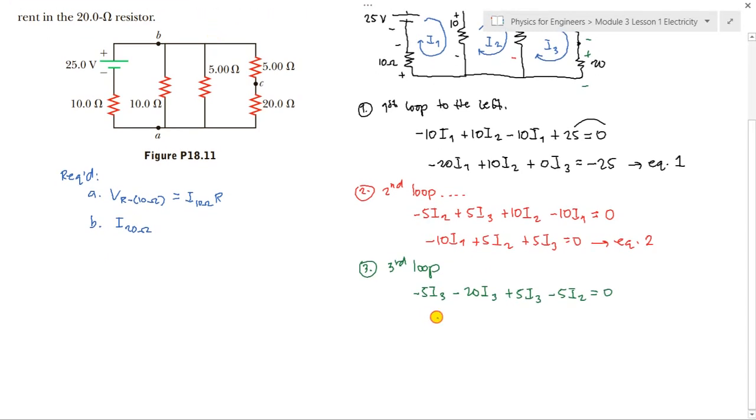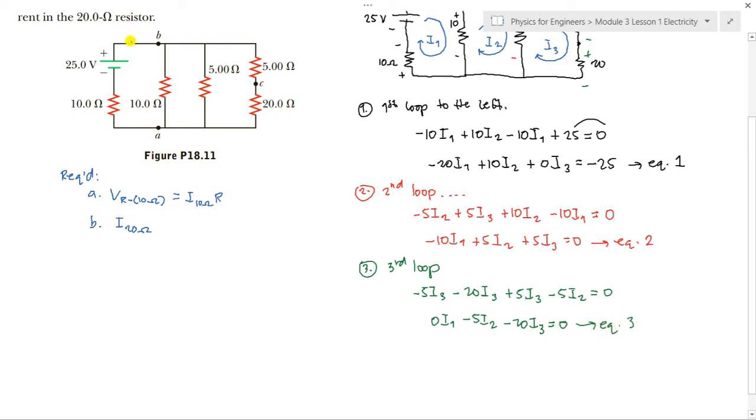Rearranging this one, we have 0 I1. Then next, we have negative 5 I2. Then for I3, there are three terms: negative 5 plus 5, 0, minus 20. So negative 20 I3 is equal to 0. So this would be our equation 3.